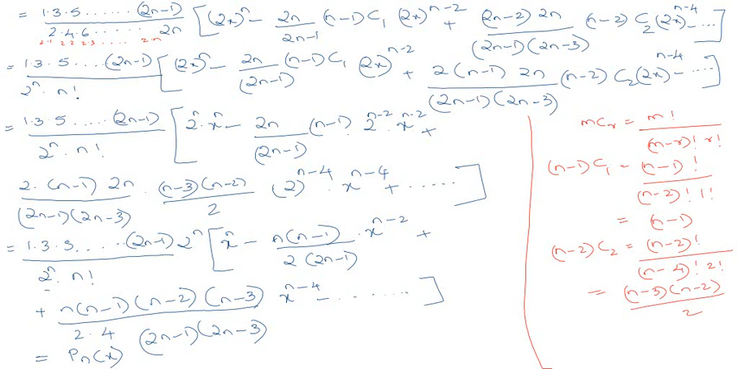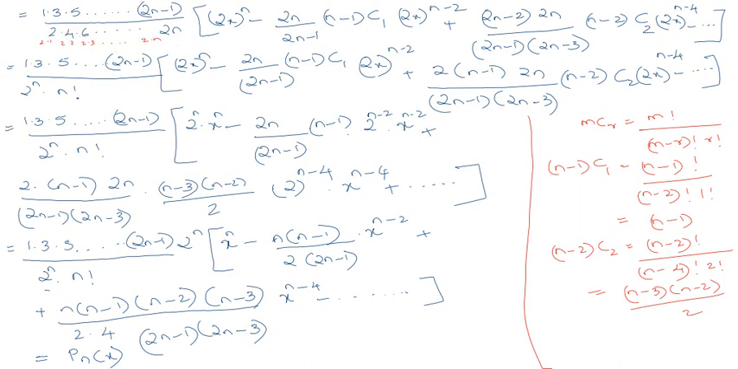So that is 1 into 3 into 5 etc. 2n minus 1 divided by 2 into 4 into 6 etc. 2n. What is remaining in the first term is 2x raised to n minus 2n by 2n minus 1 into n minus 1 c1 into 2x the whole raised to n minus 2 plus 2n minus 2 into 2n divided by 2n minus 1 into 2n minus 3 into n minus 2 c2 into 2x raised to n minus 4 minus etc.